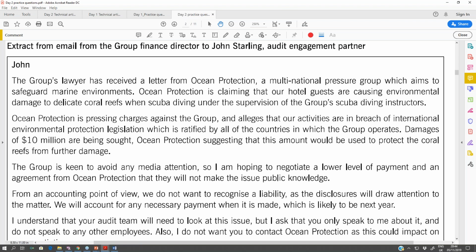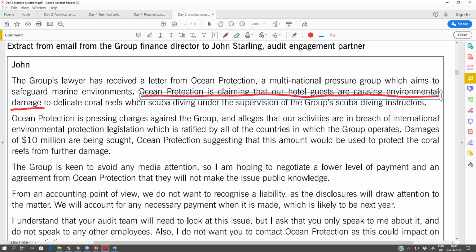John, the group lawyer has received a letter from Ocean Protection, a multinational pressure group which aims to safeguard marine environment. Ocean Protection is claiming that our hotel guests are causing environmental damage to the delicate coral reef when scuba diving under the supervision of the group scuba diving instructor. So there is a claim coming from the pressure group, claiming that our hotel guests are causing environmental damage. That's a concern point.